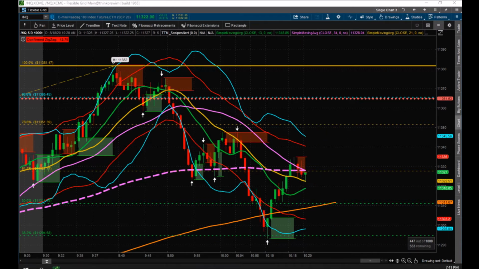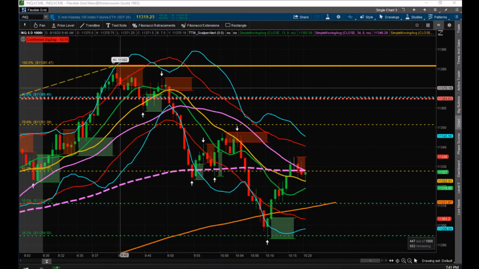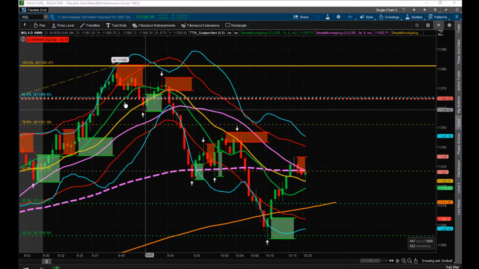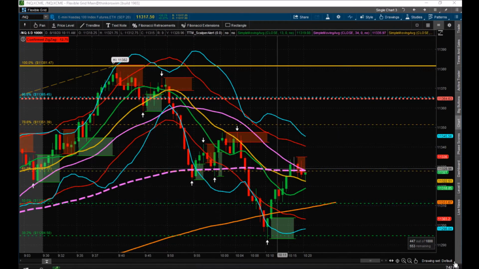But what else do you guys want me to talk about? Other than this, this is as basic as I could get it for you guys to understand. The basics: resistance, support, resistance, support.